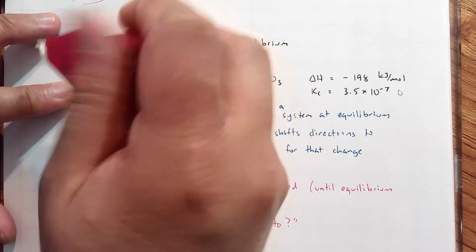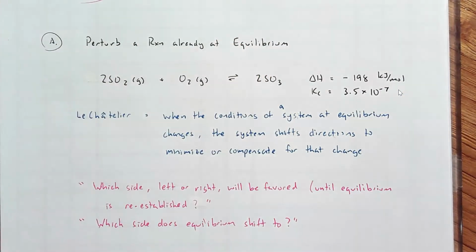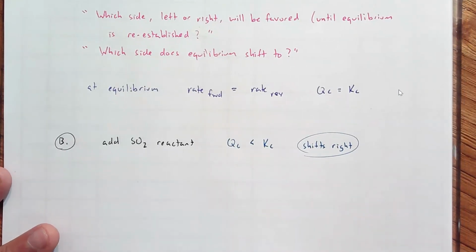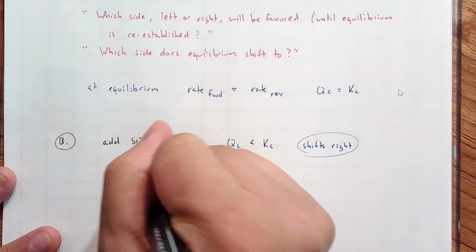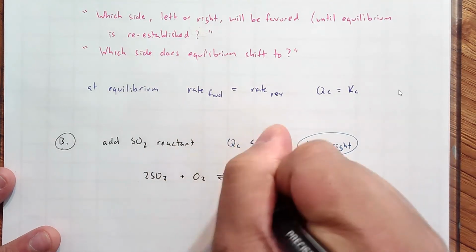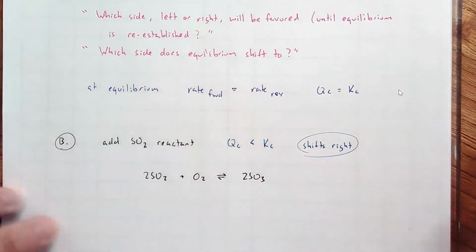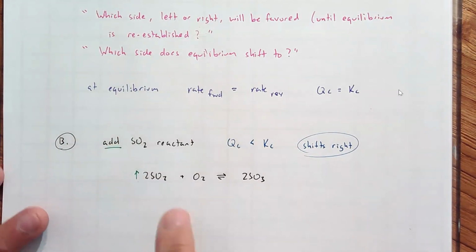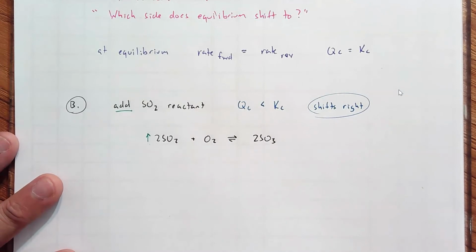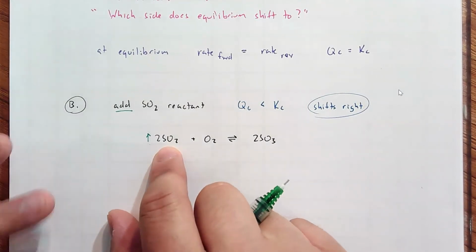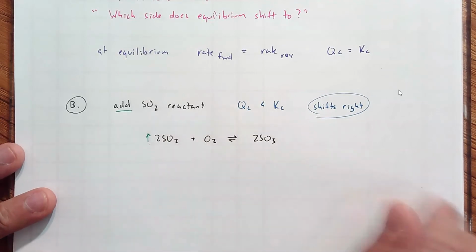So honestly, I typically don't think of QC when I'm doing these problems. I literally do this. 2SO2 plus O2 goes to 2SO3, and when I add, I put a little up arrow, and I ask myself, which direction do I need to shift to get this back down to equilibrium concentrations?